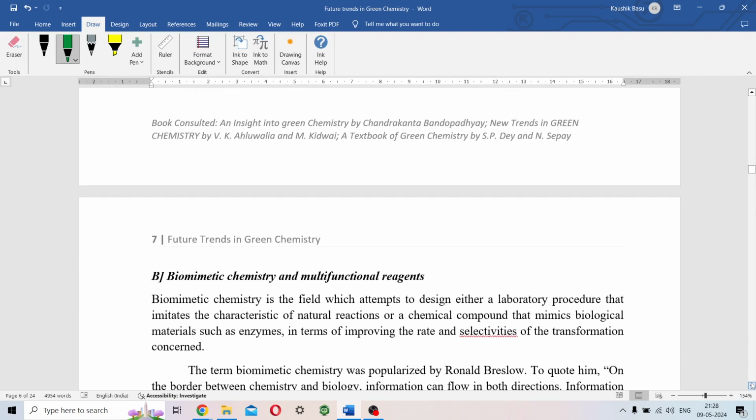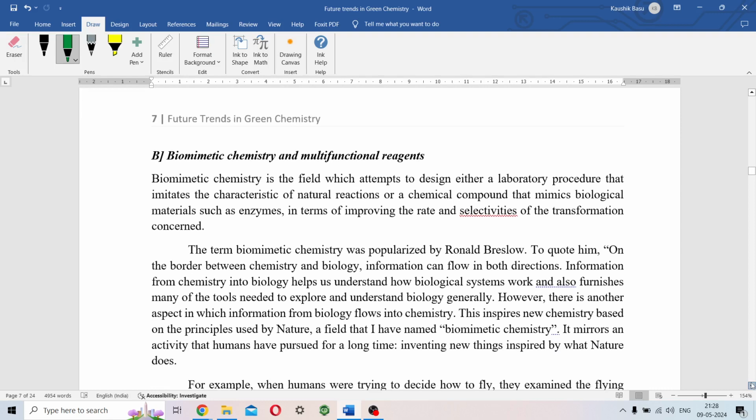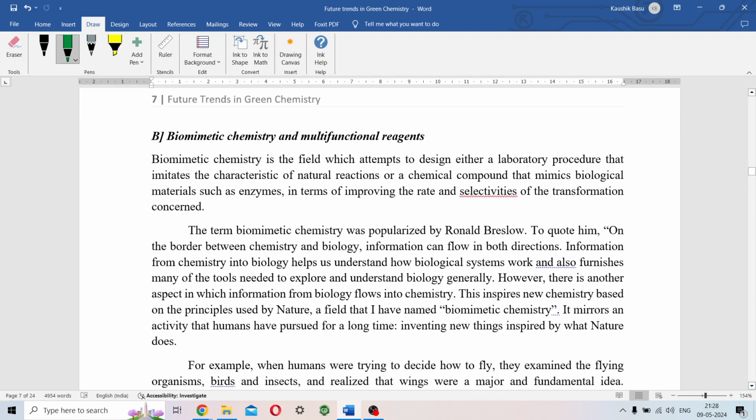This is, as you know, the third section that we are responsible for completing in this course, and that's the future trends in green chemistry. So the next part is biomimetic chemistry. Now that's very interesting. What is biomimetic chemistry?